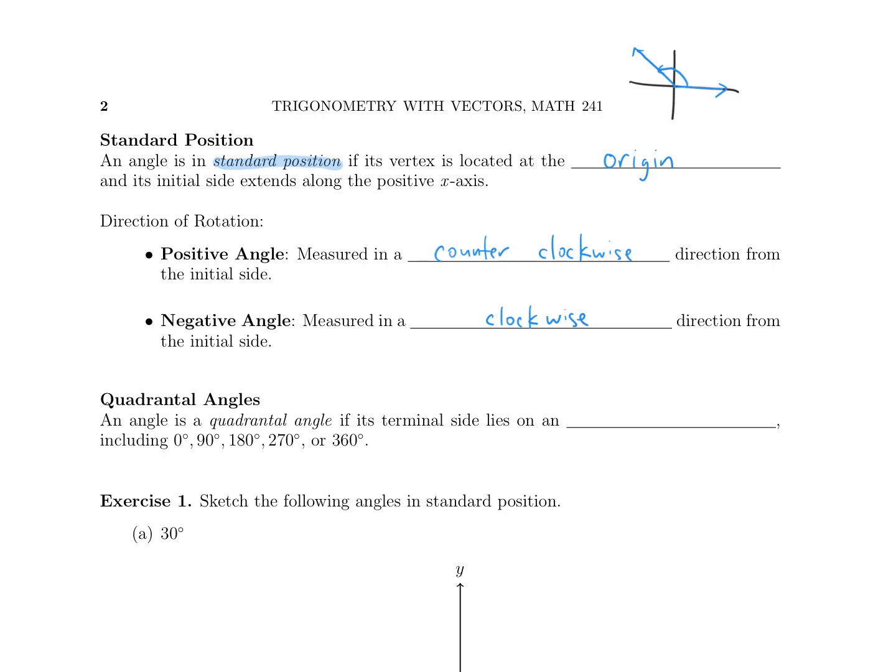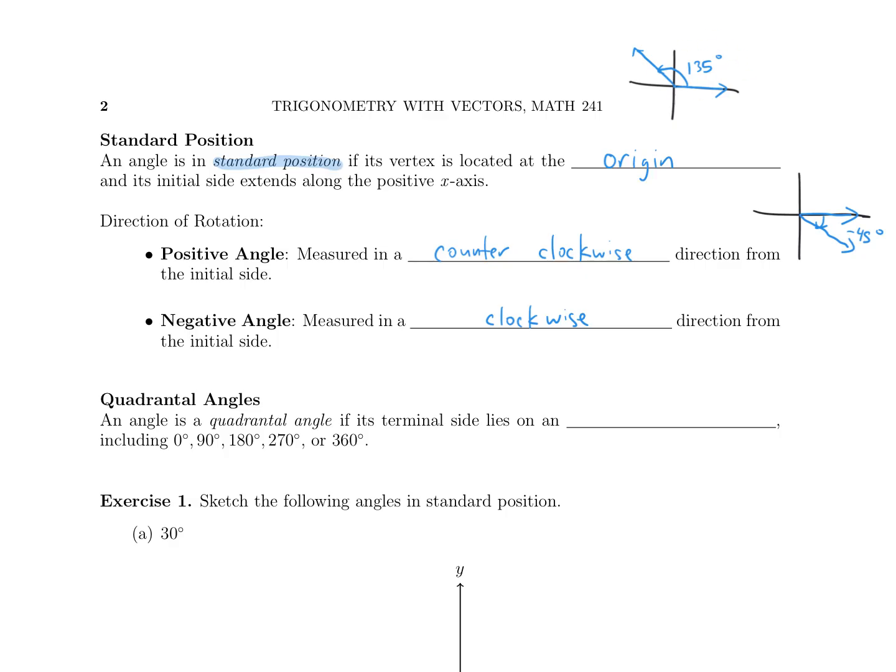Let's say maybe it looks like it could possibly be 135 maybe. All right. And if you had another angle that went in this direction, let's say the initial side is here, and then you go this way instead, then that would possibly be negative 45 degrees. It's negative because it's going in the clockwise direction, whereas this one up here is a positive angle because it's going counterclockwise.